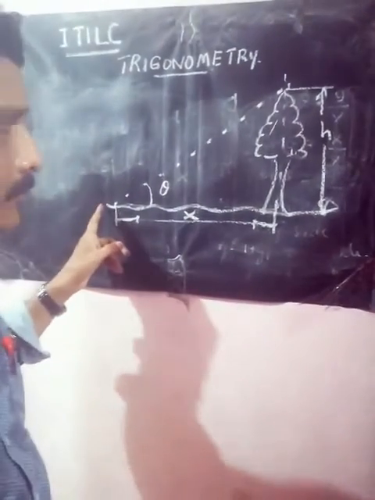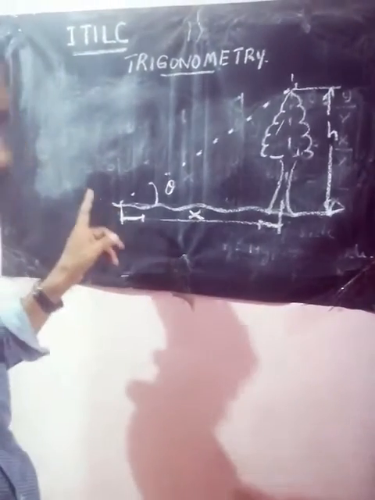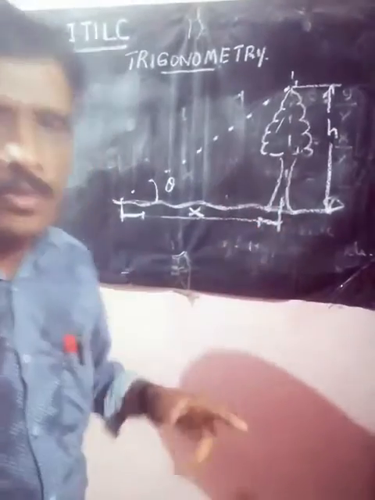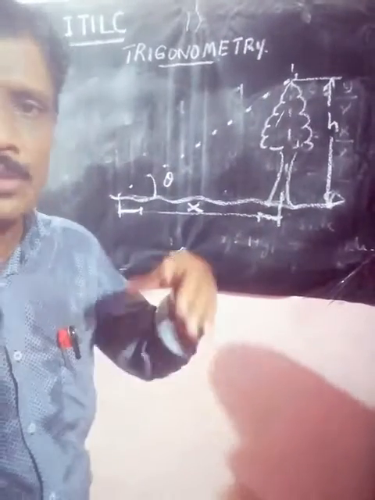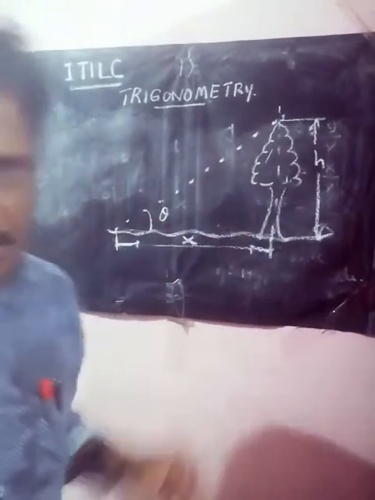That means angle of elevation. What do you mean by angle of elevation? It means the angle is measured from the ground to the tip of the tree, or the tip of the tower, or the tip of the building, anything else. That's called the angle of elevation.